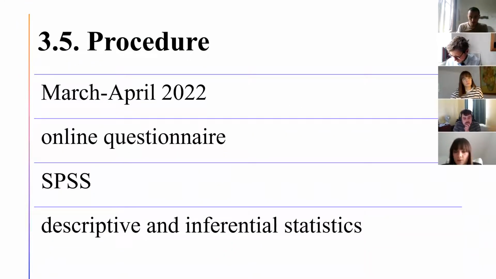The research was conducted in March and April 2022 with history students in Croatia. All participants were informed about the research goals and were guaranteed complete anonymity in line with the ethical code. The results were analyzed using SPSS advanced statistics with descriptive and inferential statistics.